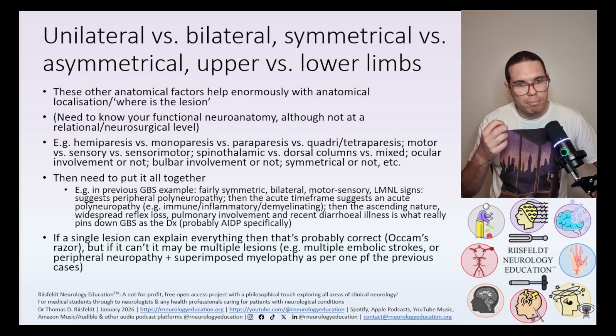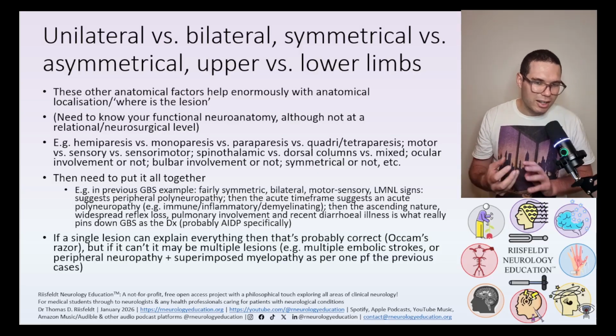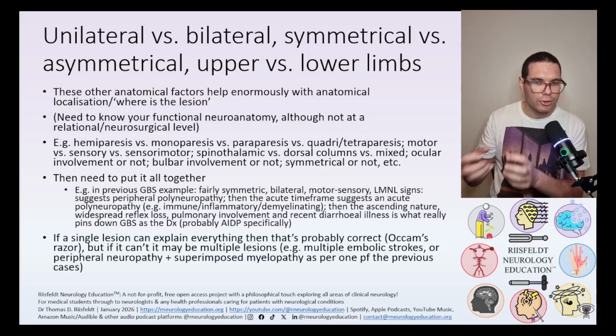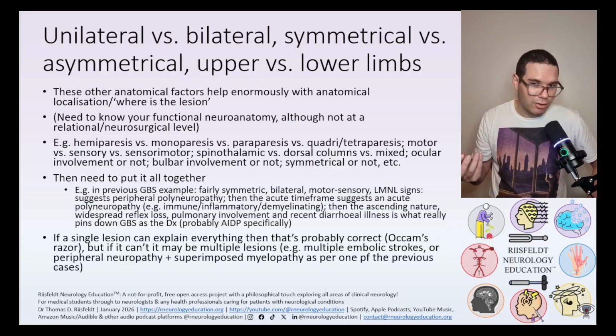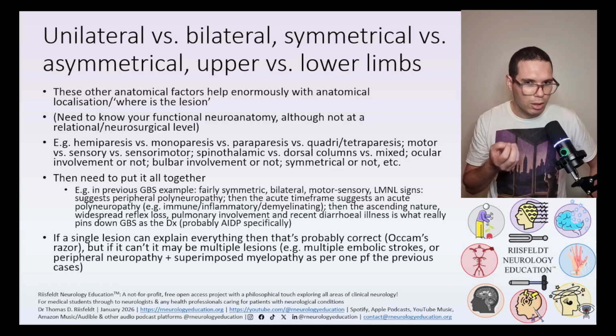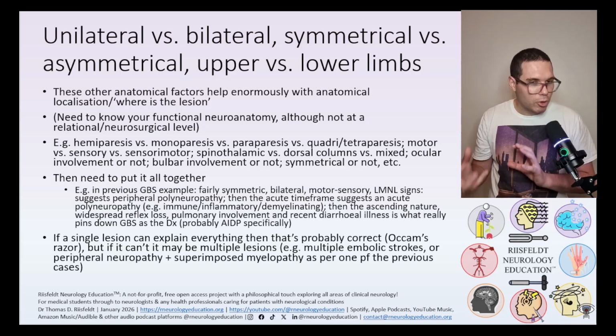Then you need to think about motor problems versus sensory problems versus mixed sensory motor problems. If it's sensory, you need to think what modality is involved. Is it spinothalamic, or is it dorsal columns, or is it both? You need to then think what other parts of the neuraxis are involved. Is there any ocular involvement or not? Is there any bulbar involvement or not? So is there a problem with speaking and swallowing? Is it symmetrical or not? And then you put it all together.